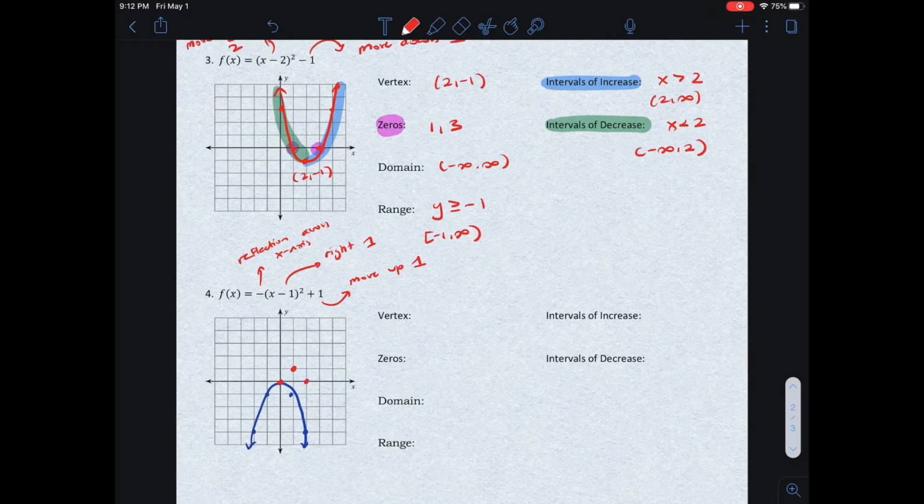I'm going to do that with each of the points, and in the end, you'll end up with something like this. So this red curve is the graph that we're trying to find. That's the graph of f of x.